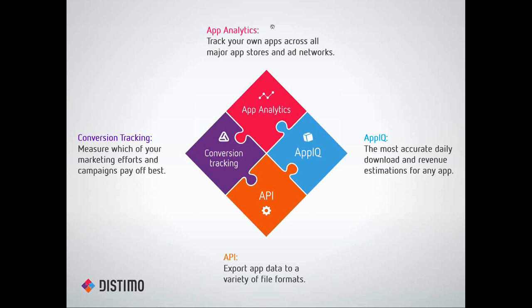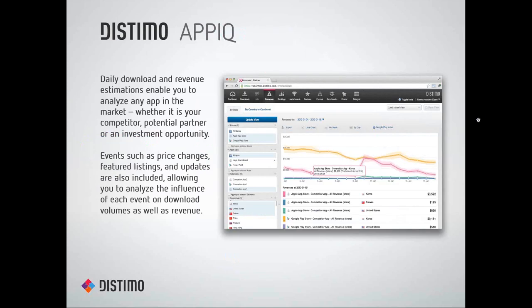This support is mainly for app analytics, where you can track your own apps across all these different stores and ad networks, but we also have other tools like conversion tracking, which enables you guys to track your campaigns and see where you're best performing. And also we have an API, of course, so that you can export all those beautiful data points and analyze them yourself. But our main important product is AppIQ, and this is really our core product that we also use for these type of analysis and try to get the estimations for downloads and revenue metrics so that you can analyze your competitors. And maybe the next slide is a little bit more telling for this.